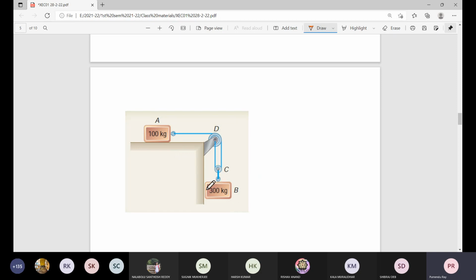Now for static equilibrium, what about the value of these weights for the 100 kg mass and 300 kg mass, or for these blocks A and B?